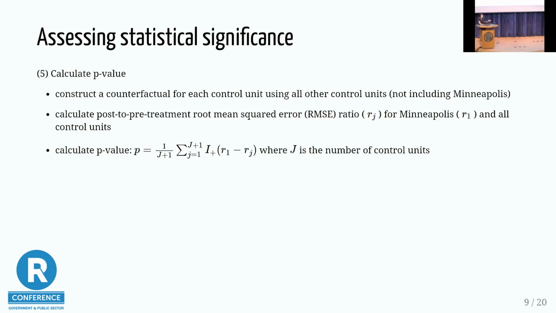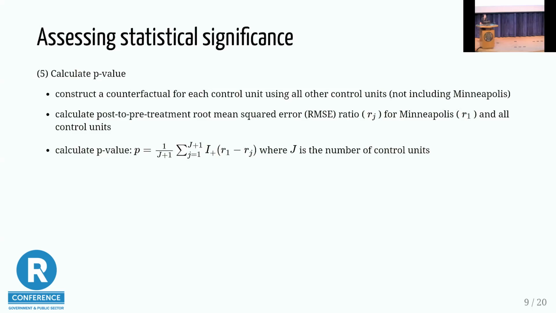So calculating the p-value, we all love p-values, right? It has to be below 0.05. I don't believe that, but we have to pick a cutoff. We actually use 0.1 in our project. I'm running out of time, so I'm going to go through this pretty quickly.